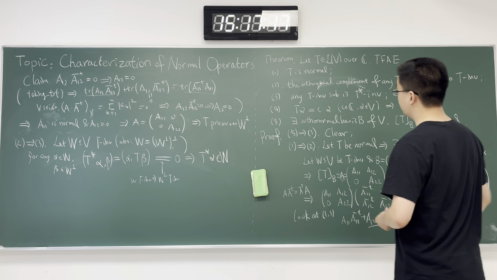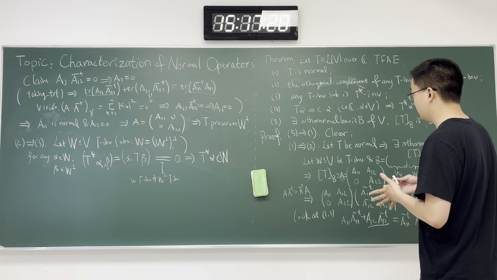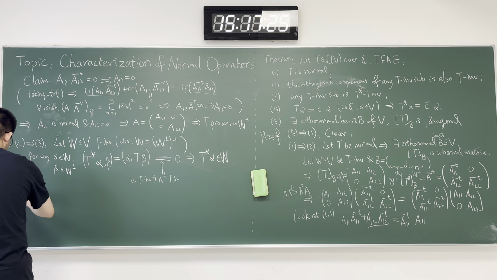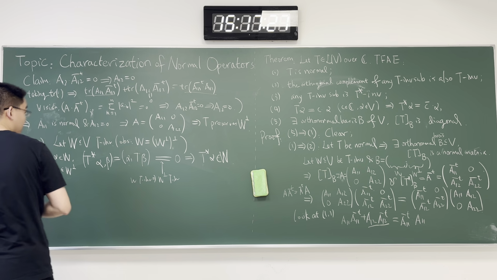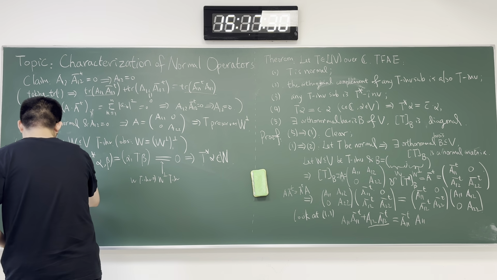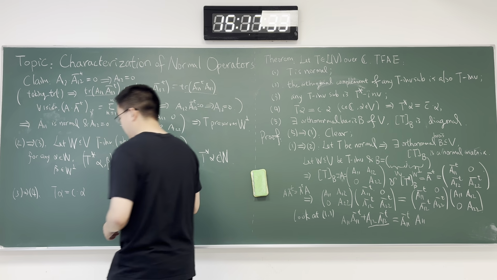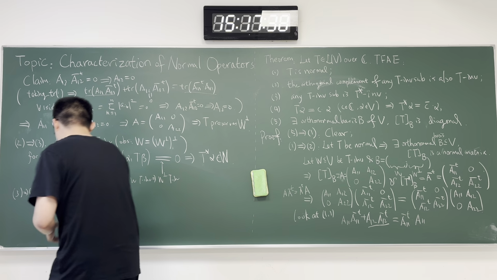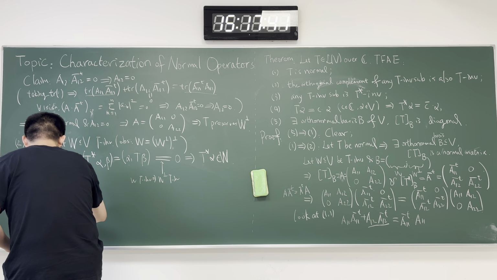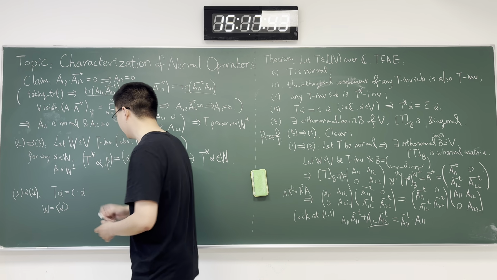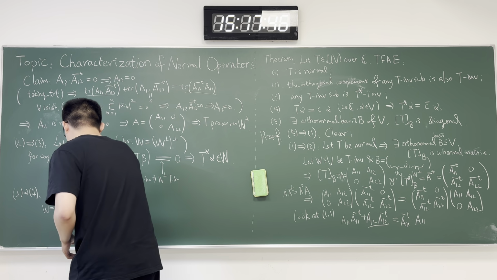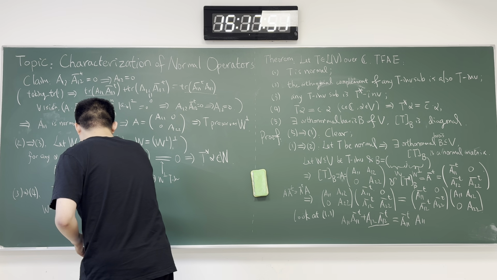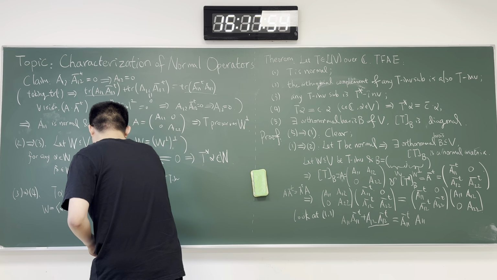And let's get the fourth. The implication from 3 to 4 is also easy. Let alpha be an eigenvector of T, then we may consider the one-dimensional subspace W spanned by this alpha. It is of course T invariant, since alpha is an eigenvector. Then 3 just implies that W is also T star invariant.